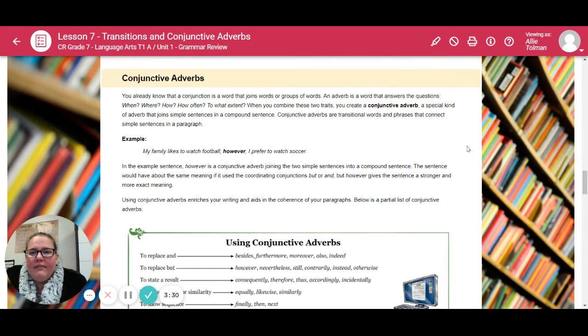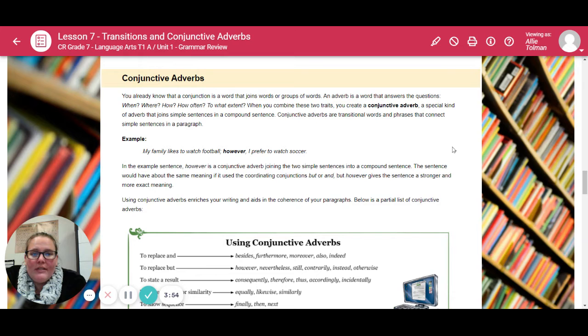Moving on to conjunctive adverbs. You already know that a conjunction is a word that joins words or groups of words. An adverb is a word that answers the questions when, where, how often, to what extent. When you combine these two traits, you create a conjunctive adverb, a special kind of adverb. It joins the simple sentences in a compound sentence.